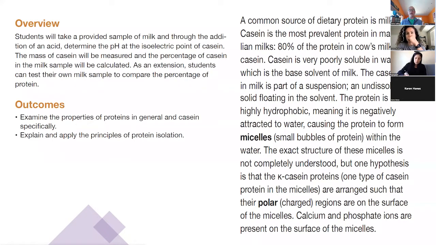And then we're going to try and determine what the protein content of our milk is. About 80% of the protein in cow's milk is casein. So you can see that that's pretty much the main source. And interestingly, casein, let me see if I can draw on this thing.